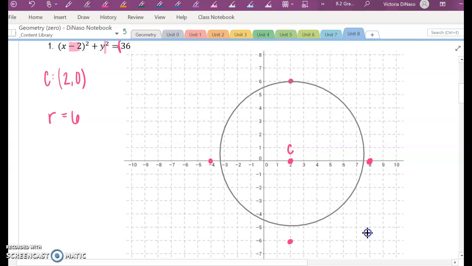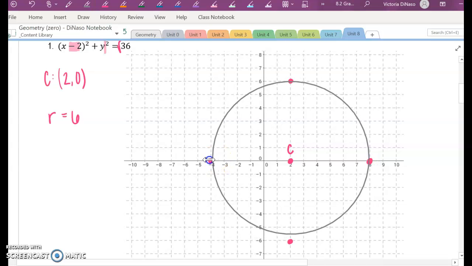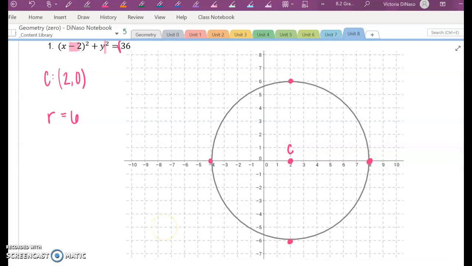Oh, my perfect circle. Yeah, that's good. Look at mine. Mine's a perfect circle.